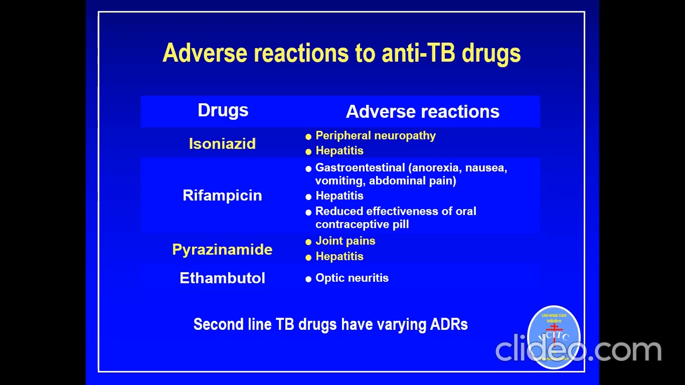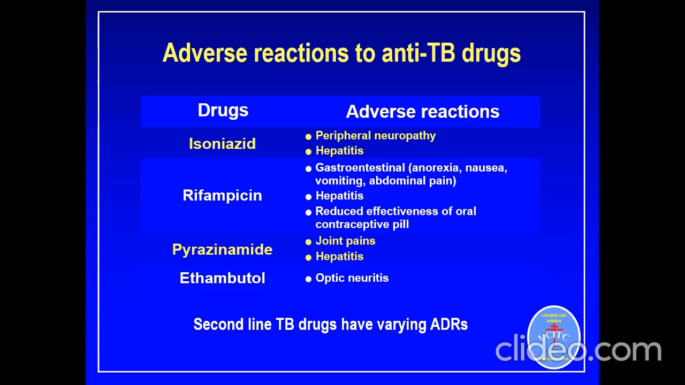But ethambutol is a dangerous drug because once optic neuritis sets in, it is irreversible, and one has to monitor very well. And of course, counseling of the patients, because the first vision to go is color vision, then the field of vision, and then the visual acuity. So by the time the visual acuity reduces, a lot of damage is already done, and it is not reversible.